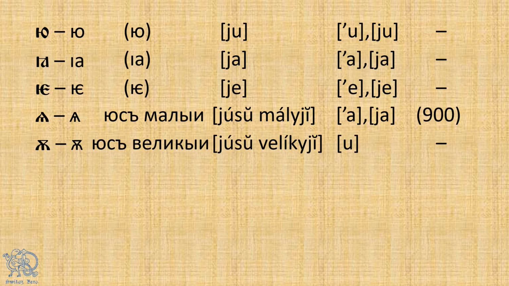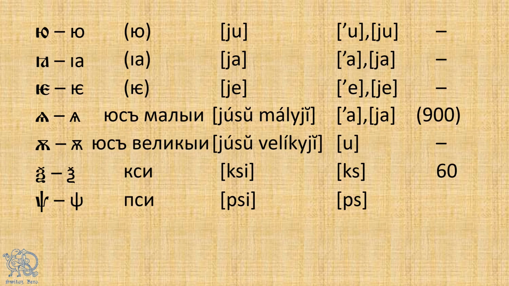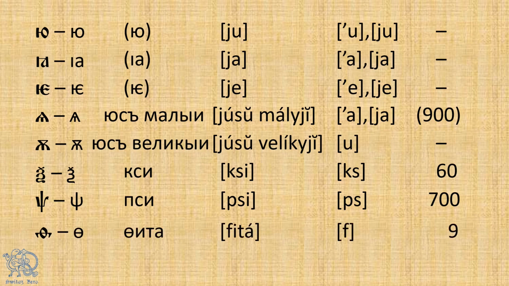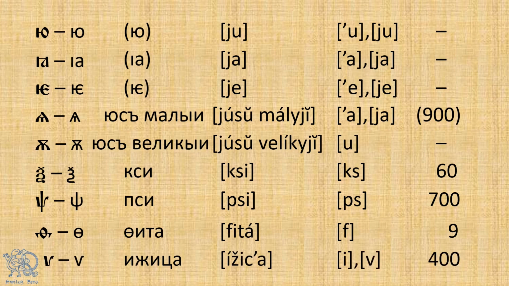Yusuvelikeye. It sounded as U, but it didn't have a numeric value attached to it. Now the remaining purely Greek letters. Ksi, representing the combination ks, meant 60. Psi, representing the combination ps, it meant 700. Fita, representing the sound f, it meant 9. And finally, Ižica, that was read either as E or V, had the numeric value of 400.